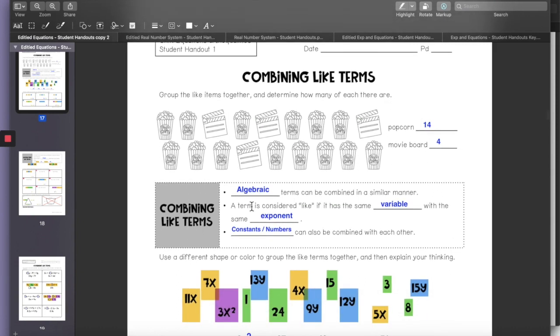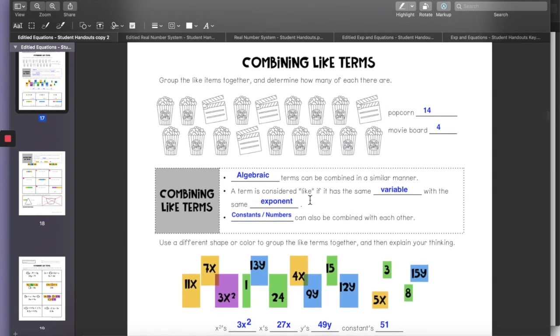So when we're combining like terms, we have algebraic terms that can be combined in a similar manner. A term can be considered like if it has the same variable with the same exponent. If the exponents are different, then they are not like. And constants are also numbers that can be combined with each other.